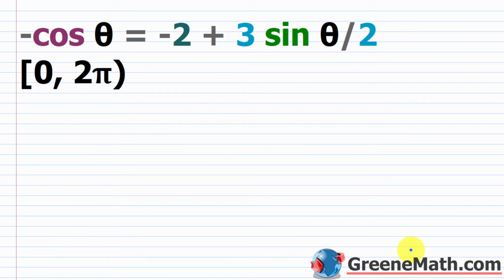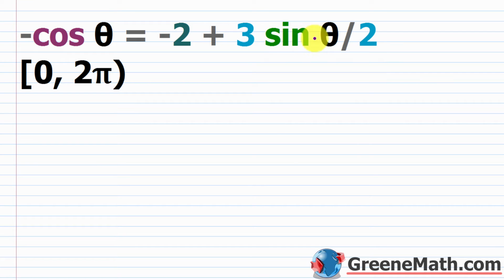Okay. Let's take a look at another example. This one is slightly more complex. Not more complex, but more tedious because you do need to use an identity and then there's some squaring involved. So we have the negative cosine of theta is equal to negative 2 plus 3 times the sine of theta over 2. Again, when you think about these things, if you end up with cosine and then sine, you're going to be thinking about an identity, right?